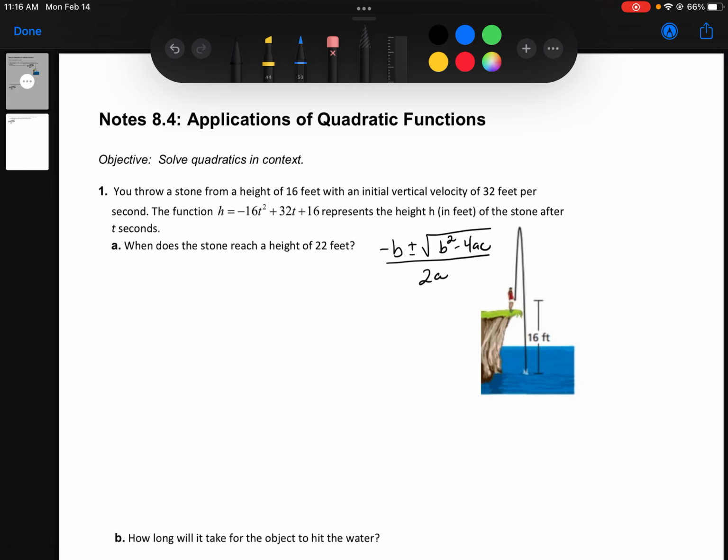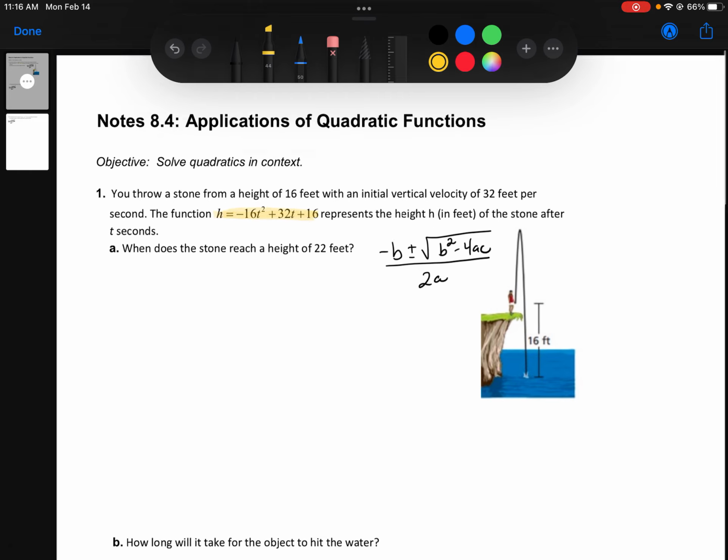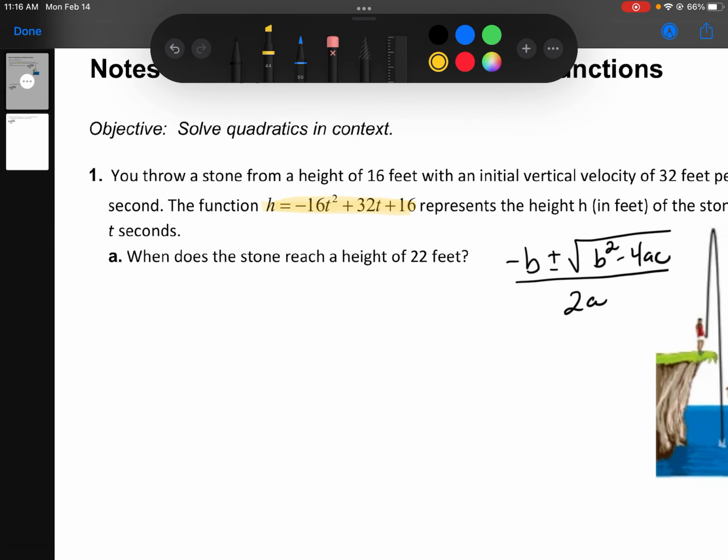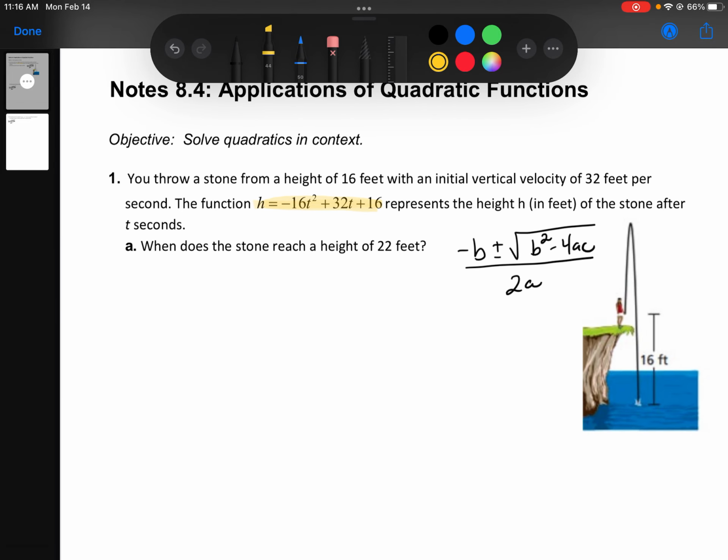So you throw a stone from a height of 16 feet with an initial vertical velocity of 32 feet per second. The function h equals, this is what's most important, and there's only going to be one other number that's important. Let me, in fact, zoom in a little bit. So the function h equals negative 16t squared plus 32t plus 16 represents the height in feet of the stone after t seconds. Now, I know it says a lot in there. You don't have to worry too much about that.